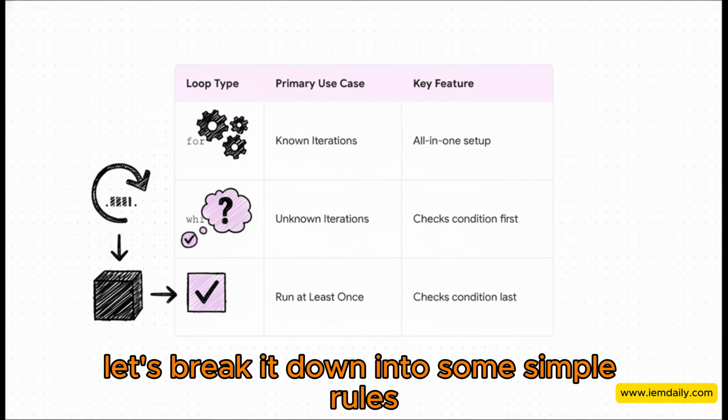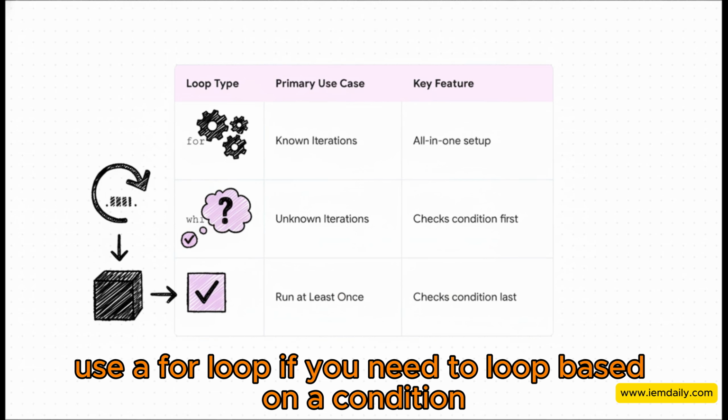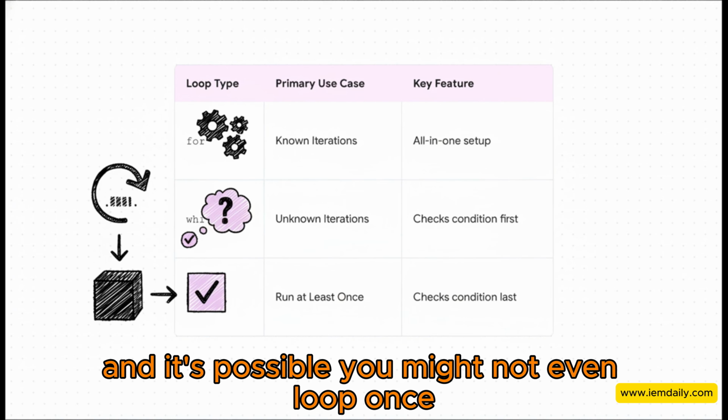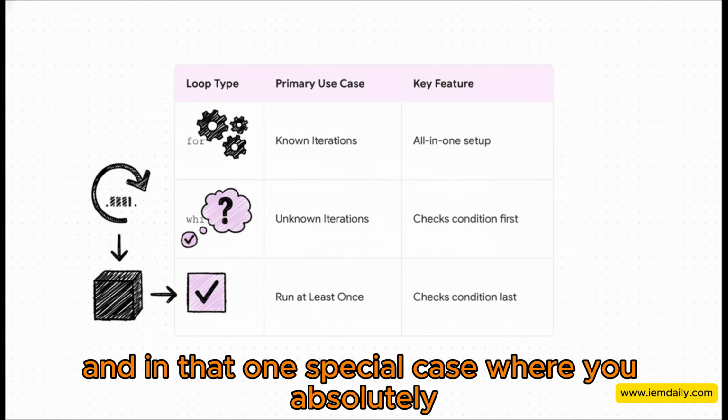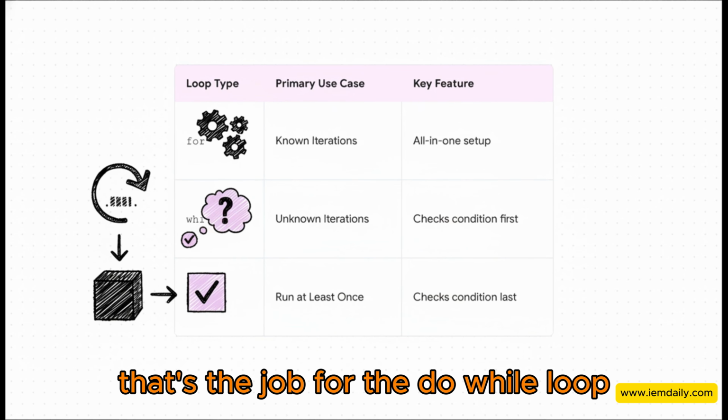Let's break it down into some simple rules. If you know exactly how many times you need to iterate, use a for loop. If you need to loop based on a condition, and it's possible you might not even loop once, use a while loop. And in that one special case where you absolutely positively have to run the code at least once, that's the job for the do-while loop.